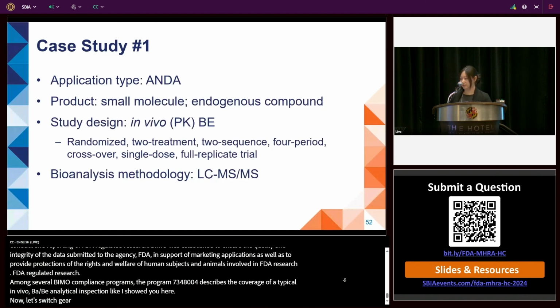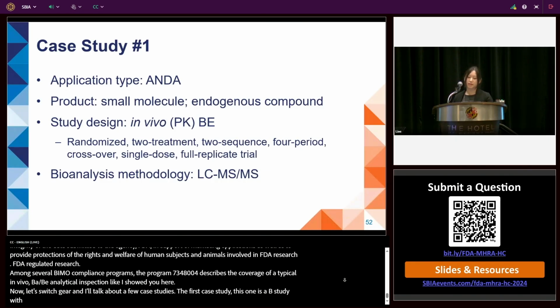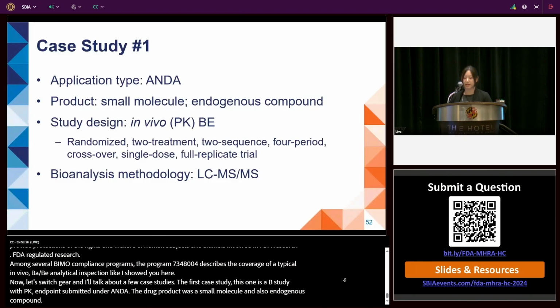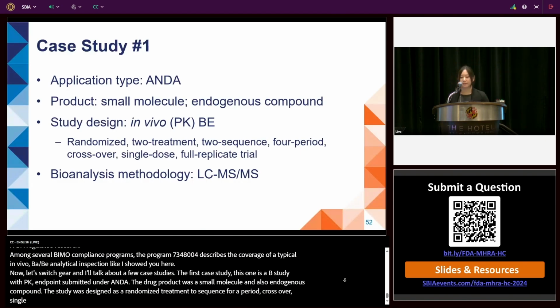The first case study, this one, is a BE study with PK endpoint submitted under ANDA. The drug product was a small molecule and also an endogenous compound. The study was designed as a randomized, two-treatment, two-sequence, four-period, crossover, single-dose, full replicate trial. And the bioanalysis of the samples was conducted using LC-MS.